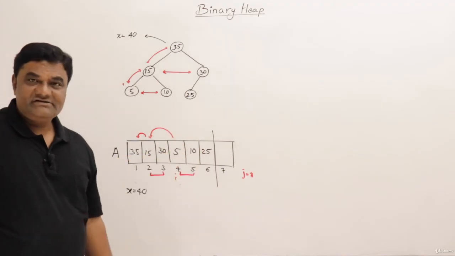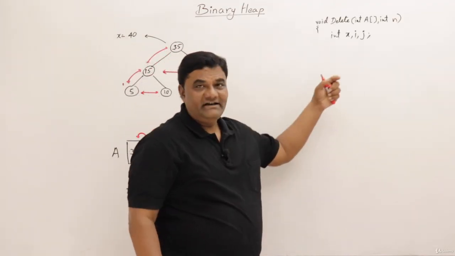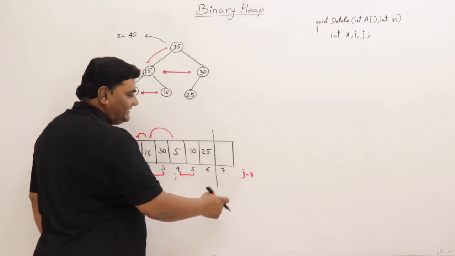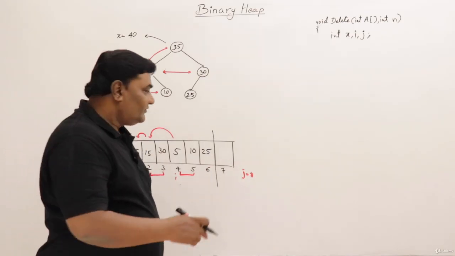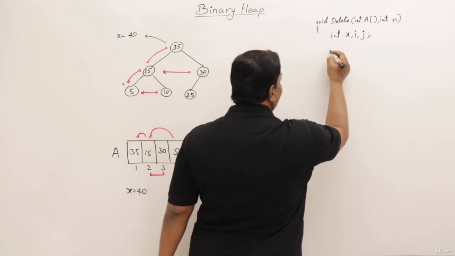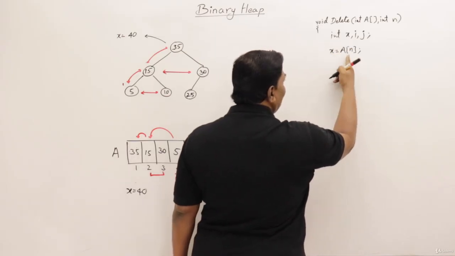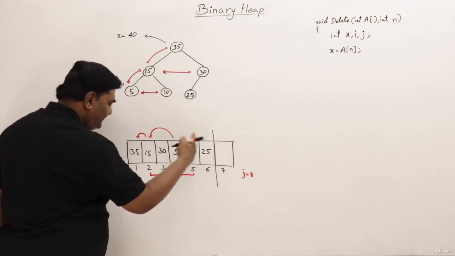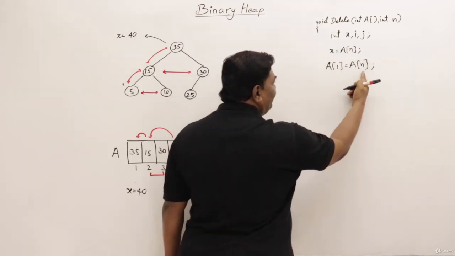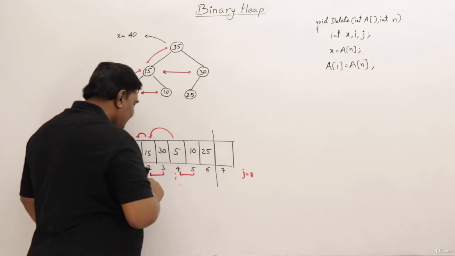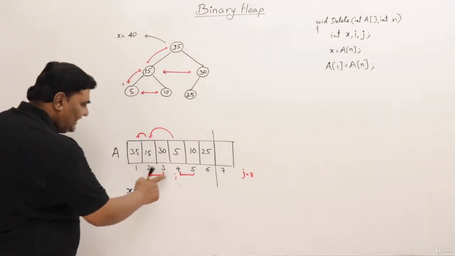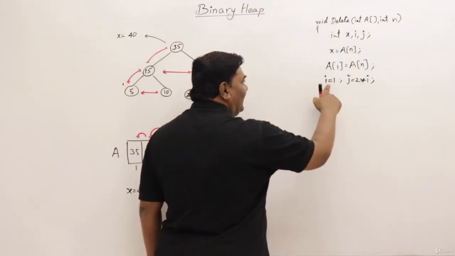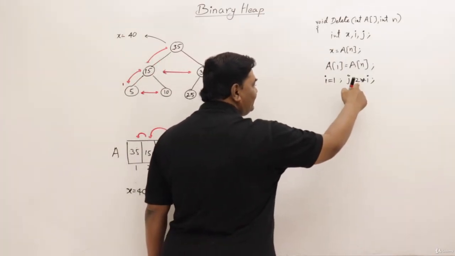I will write the procedure. So here is a delete function which is taking an array, this array, and n is the size, that is, the last index 7. This last index element I will take in variable x. A of n is taken in x. This element is deleted. Then copy the last element at this place: A of n is copied at the first place, that is index 1. Then we need I on the element that we are adjusting and j on its left child. So I is at index 1, j is at its left child.